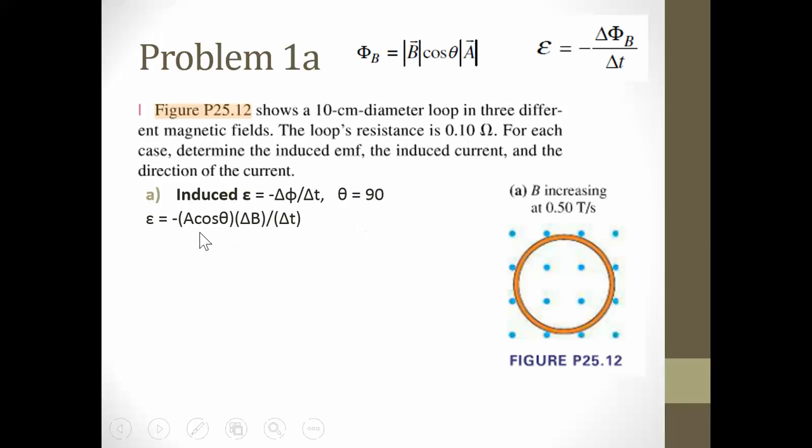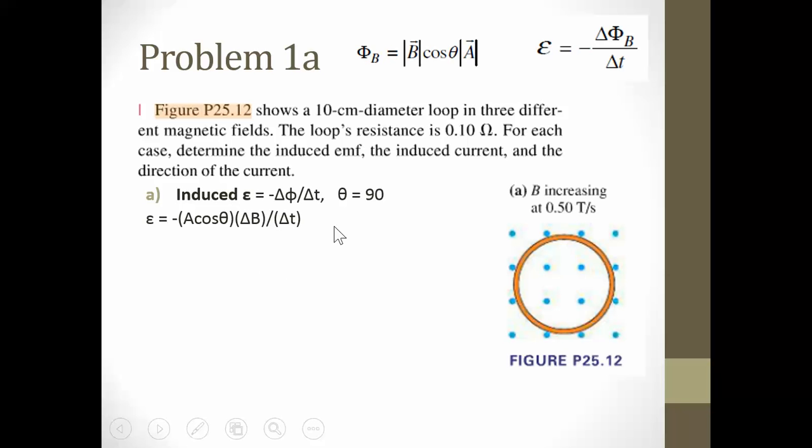Our EMF equals negative delta phi over delta t, and remember phi is B cosine theta times A. We're going to rearrange this a little bit to put the B on the right hand side. So it's going to be A times cosine of theta times delta B all over delta t. And the reason is because the delta B over delta t is given to us. This is the change in magnetic field per unit time.